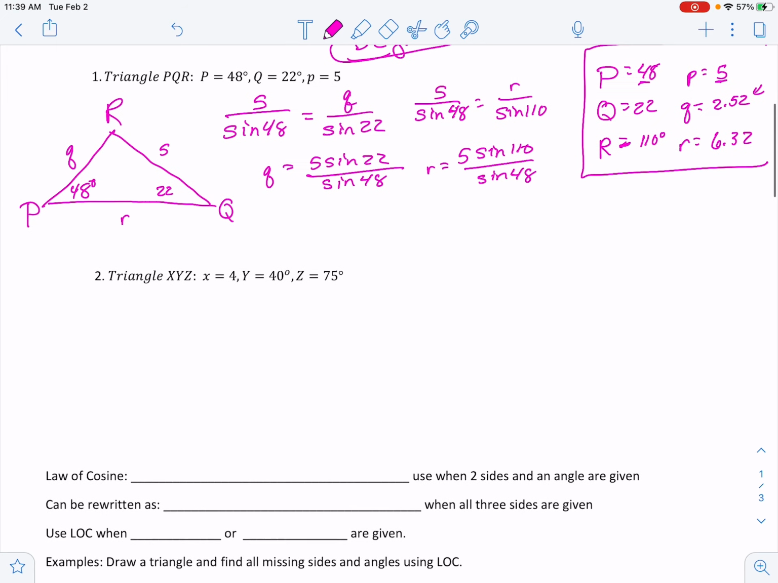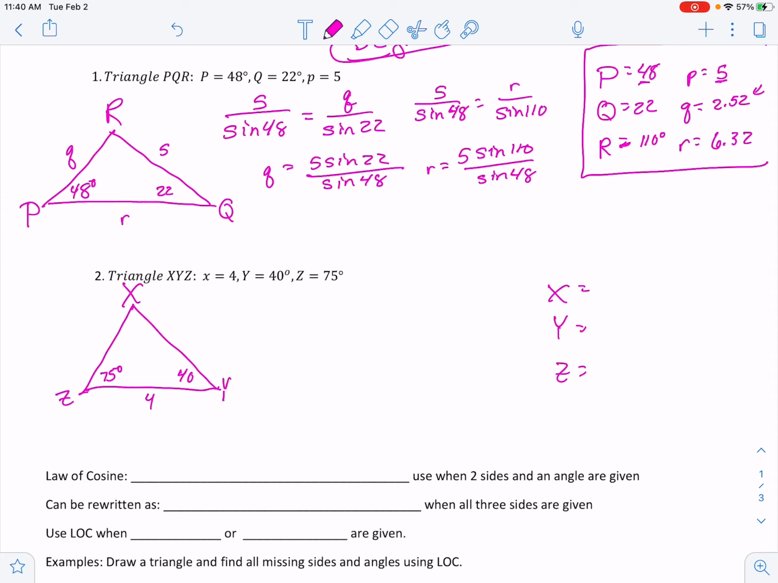All right, so let's set up another one. And it doesn't really matter how you draw it. This looks like it's about 75, so that's Z. This is 40, so that's Y. And they gave me X, so this is X, so this is 4. And then I come over here and make my X, Y, Z.